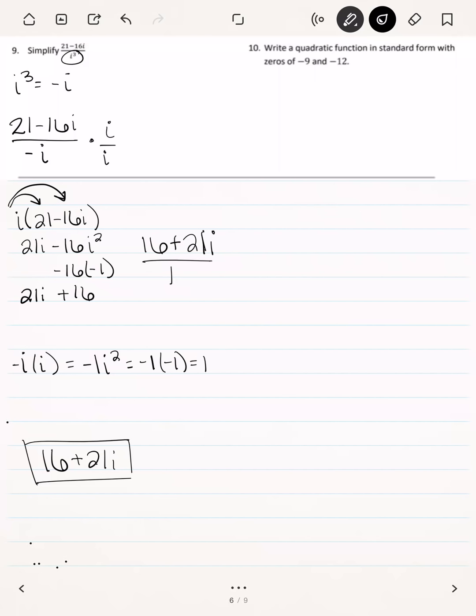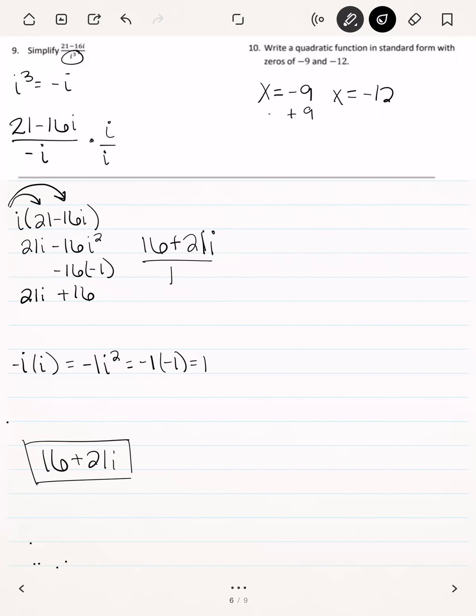Okay, looking at number 10, this is one that could be a bonus question on the test. It says, write the quadratic function in standard form with zeros of -9 and -12. So this just means we're working backwards. So we know x equals -9, x equals -12. So I'm going to work backwards.